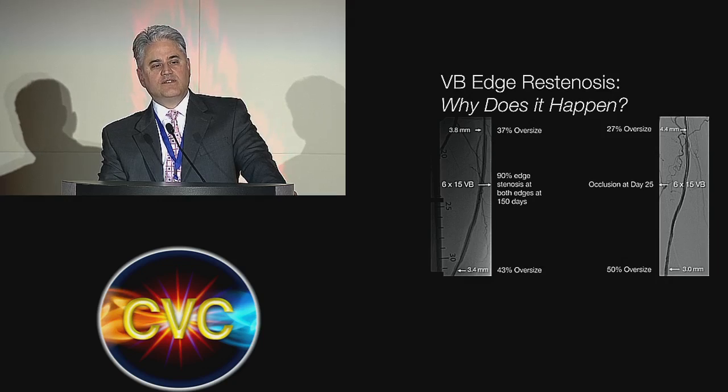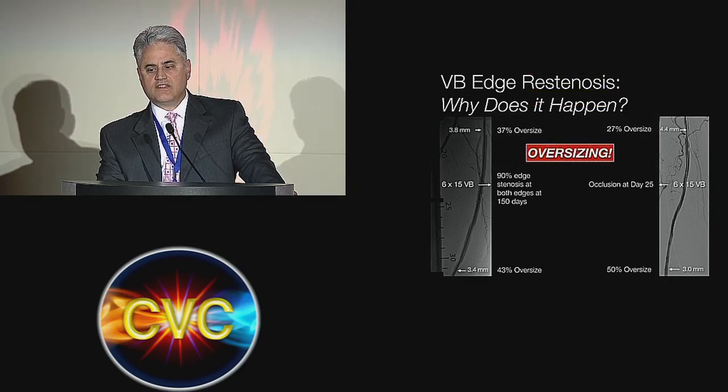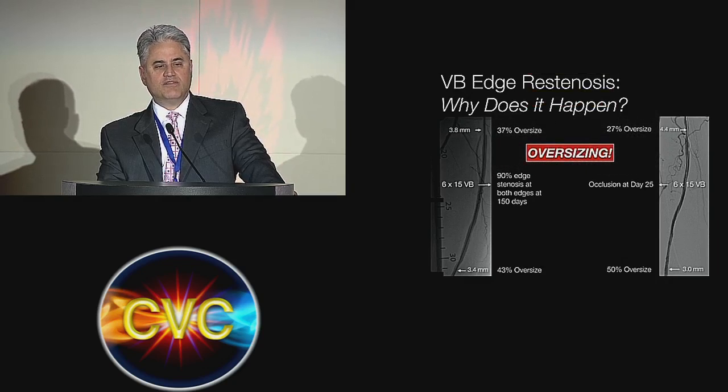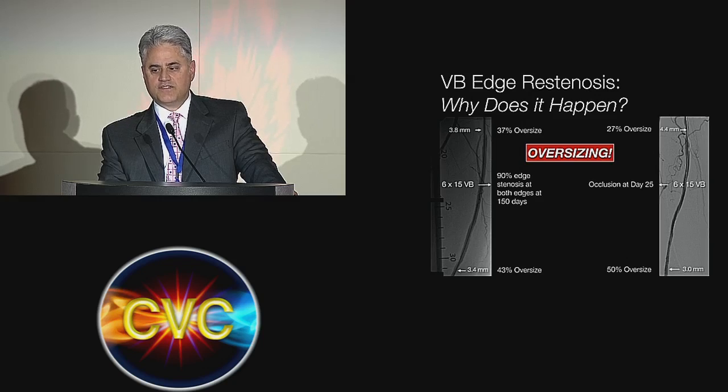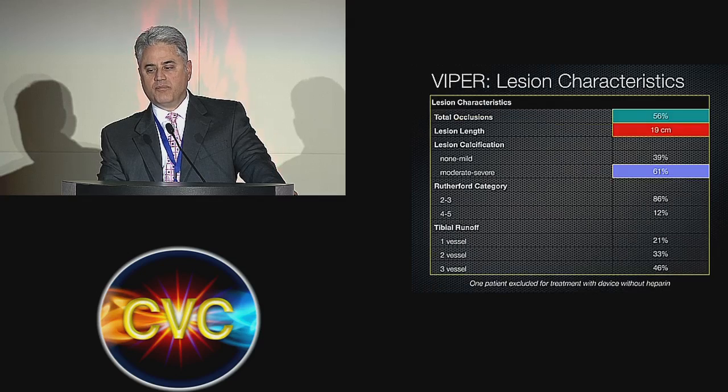Why does edge restenosis happen in the first place? I think one of the biggest sins that we commit as operators is that we oversize the devices. You can't put a 6-millimeter Viabahn in a 4-millimeter vessel. The VIPER trial was a U.S. study to look at the performance and safety of the new proximal contour device with heparin bonding.